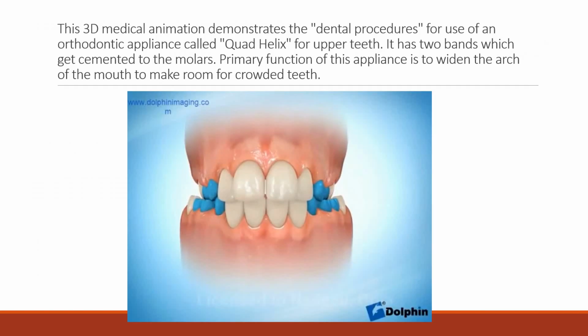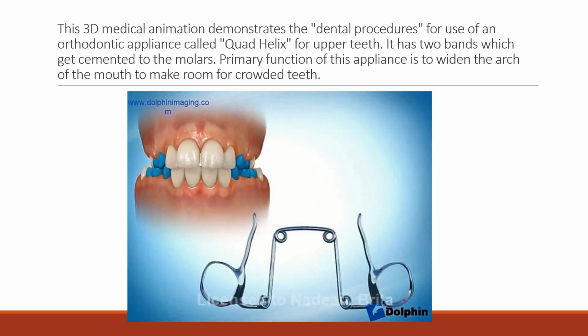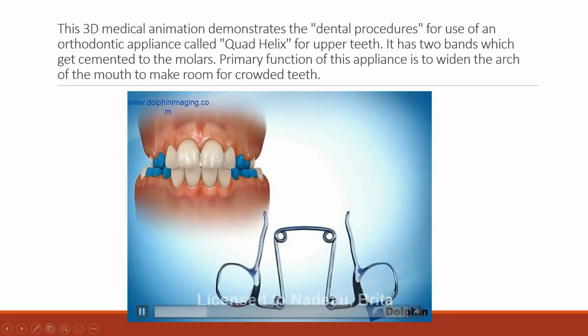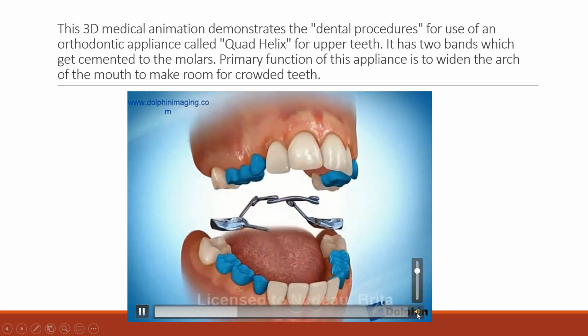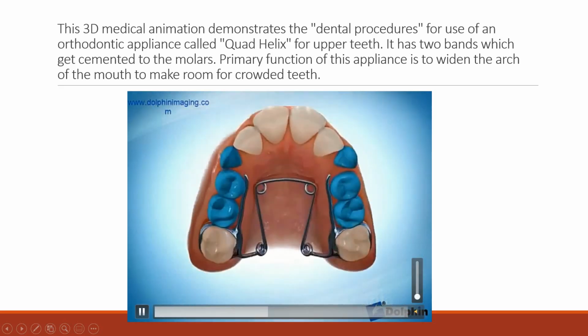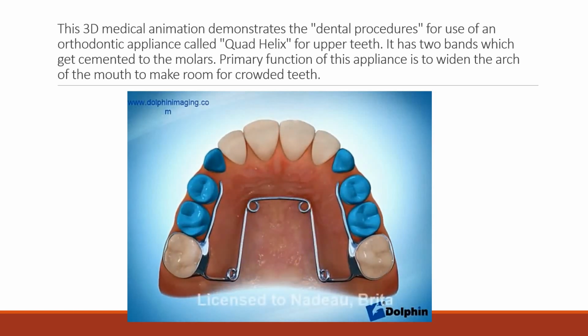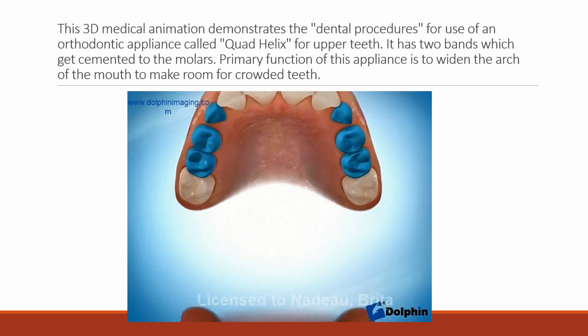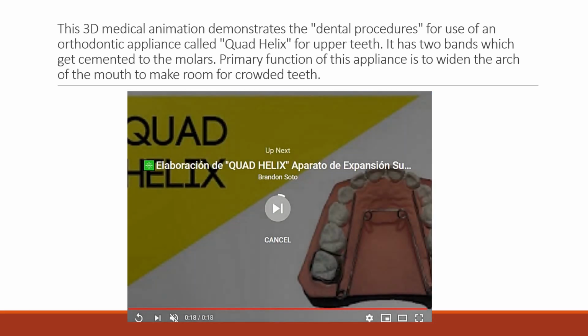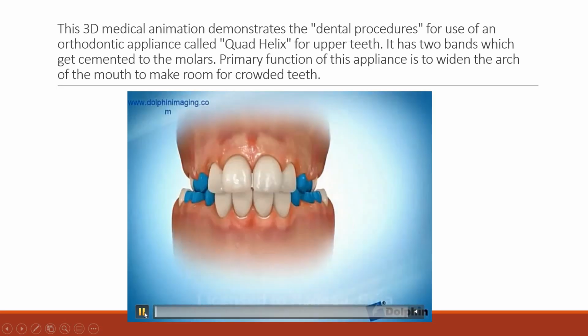Fixed expansion arches, as you see here, are also fabricated in the laboratory and require a cast model of the maxillary arch incorporating orthodontic bands for their construction, in a manner similar to that of palatal and lingual arches. Here we see the quad helix.